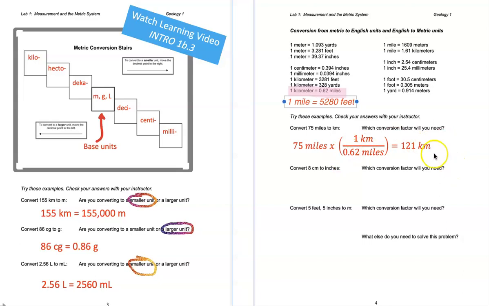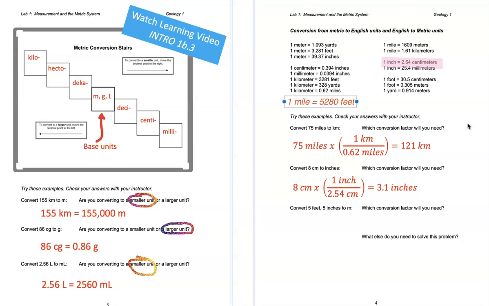So by checking your units, you can always know which way to make your conversion when you're doing these kinds of problems. The next one says to convert centimeters to inches. So up here, there's a 1 inch equals 2.54 centimeter conversion. And the answer is 3.1 inches.